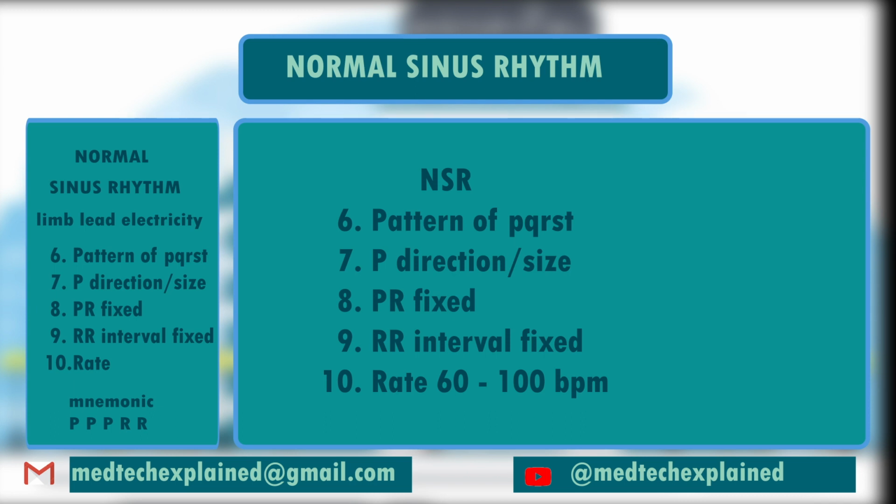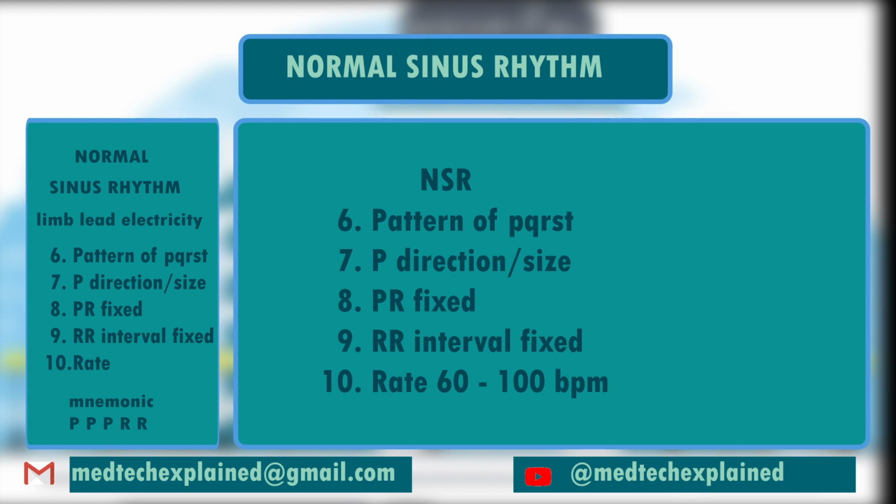The second P is the P wave morphology. So the wave's direction and size should both be normal: positive in lead 2, negative in lead aVR, and 2.5 by 2.5 in size. And the third letter P is confirming the PR intervals are fixed. The first letter R assesses the intervals between the R waves are fixed. Then the last letter R is calculating the rate, which should be 60 to 100 beats per minute.